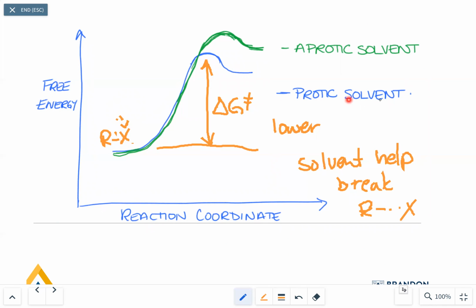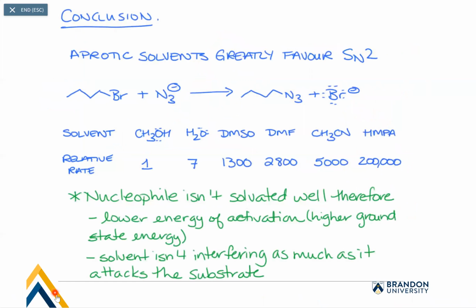So in protic solvents, it helps facilitate the breaking of the R-X bond to make a carbocation. So that's why it's going to promote an SN1. Whereas in aprotic solvents, they're very poor at solvating the nucleophile. So the nucleophile is higher in energy, so it can overcome that hump better. So it's two different processes for doing these sorts of things.